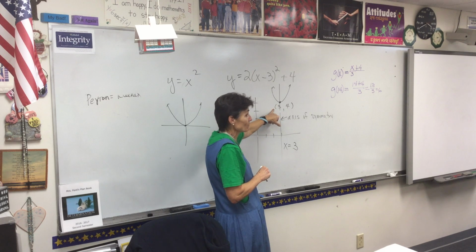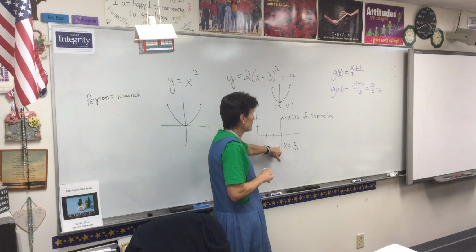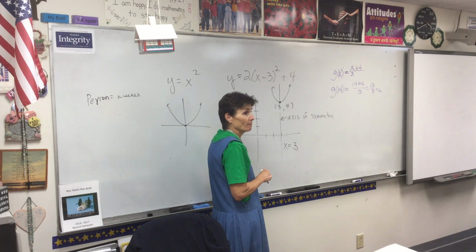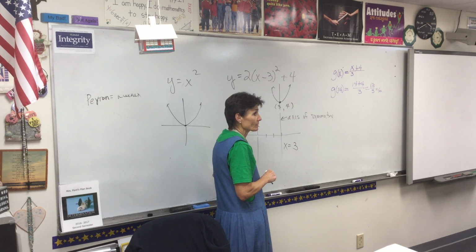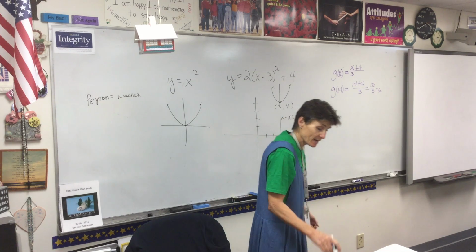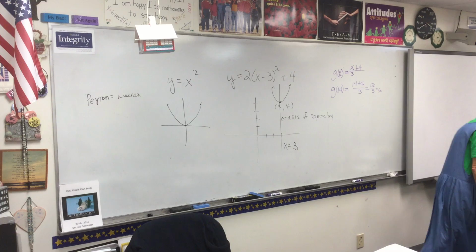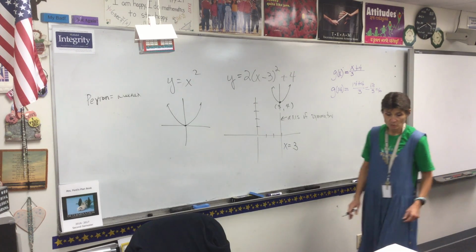So, our vertex for the first one is 3, 4. The axis of symmetry is X equals 3, and it opens up. Got it? Can't they open sideways? They can open sideways, but not if they are X squared. If they open sideways, they are Y squared.